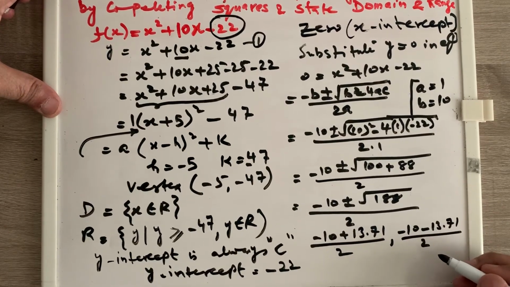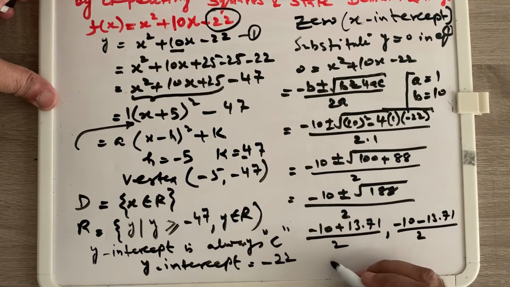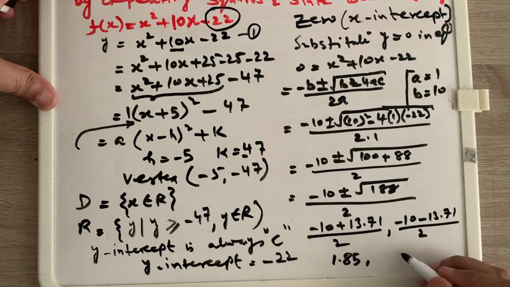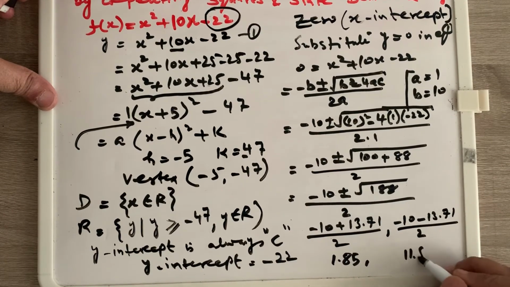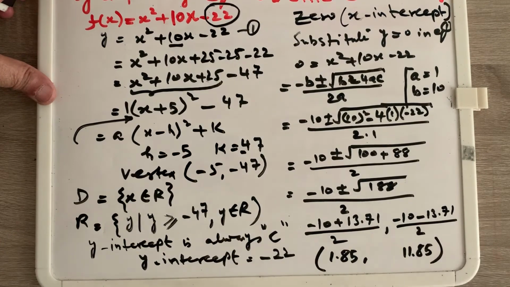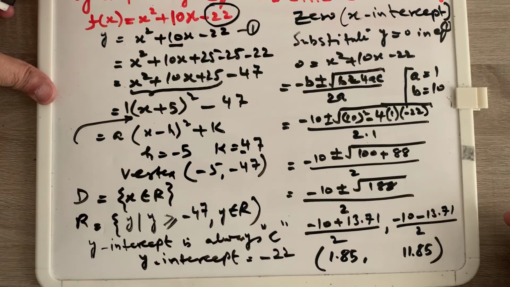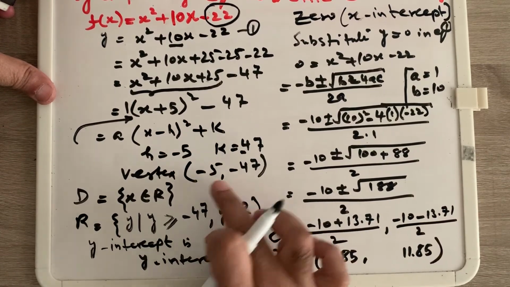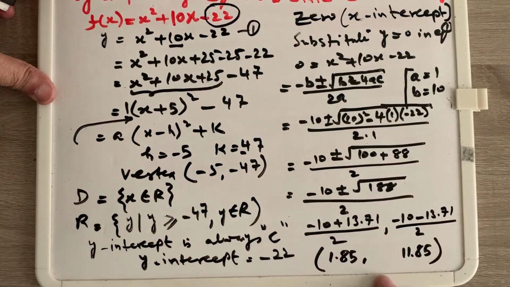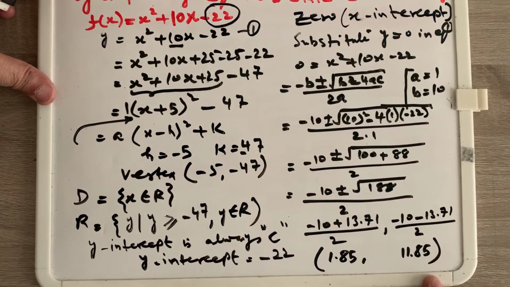So if you calculate this, it will be minus 1.85 with the plus sign, and with the minus sign I will have minus 11.85. These are the two zeros. These are the two x-intercepts. So I have everything now to plot the parabola, or to plot this quadratic function, because we know the vertex, we know domain and range, we know y-intercept, and we also know the two x-intercepts of this parabola.